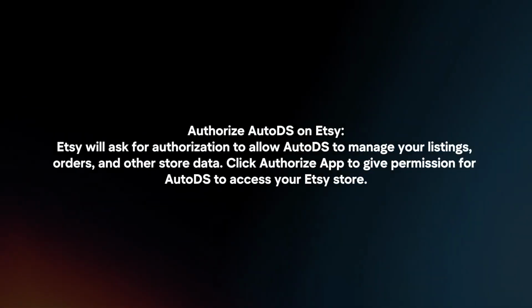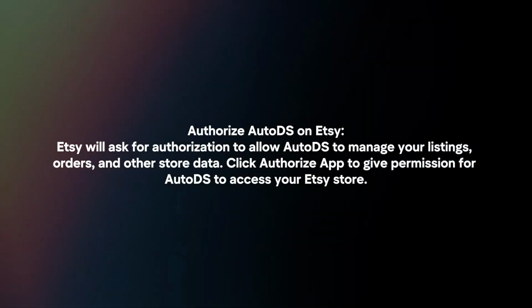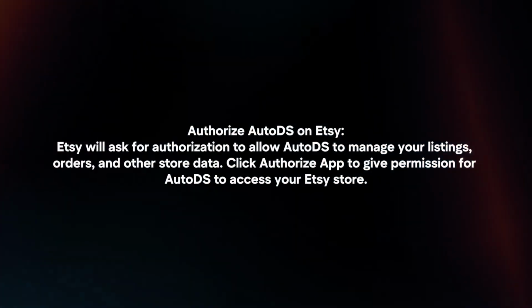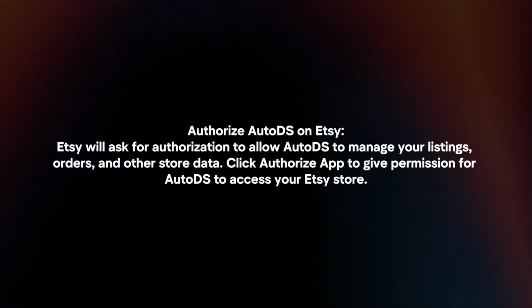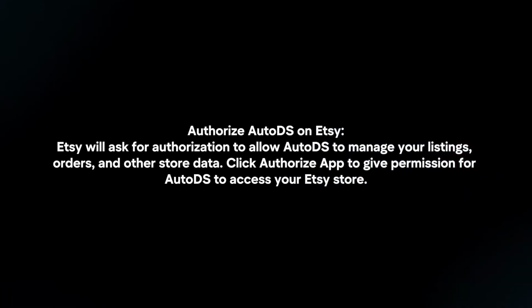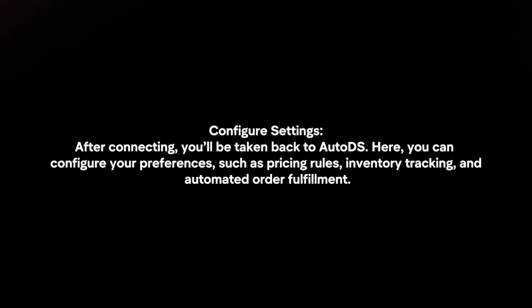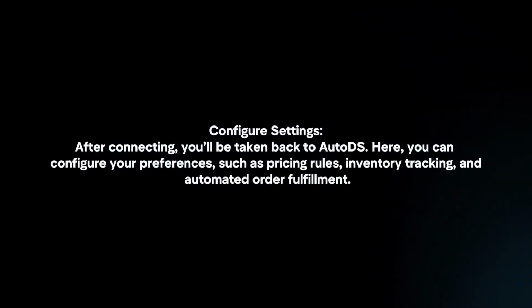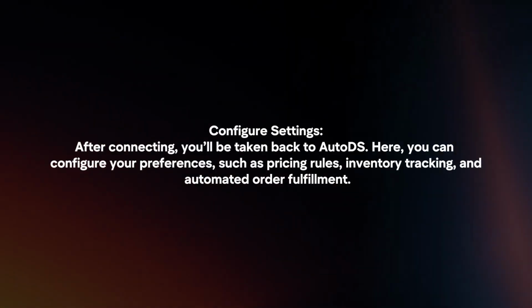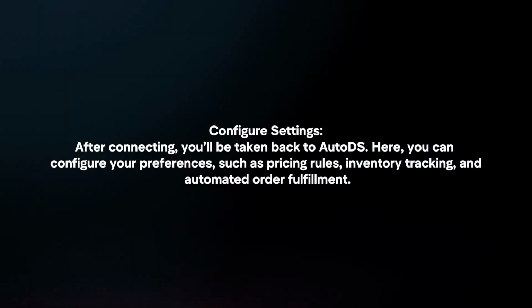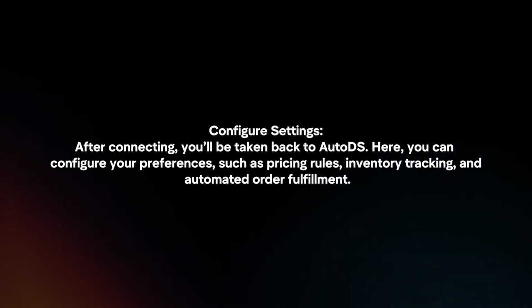Authorize AutoDS on Etsy. Etsy will ask for authorization to allow AutoDS to manage your listings, orders, and other store data. Click Authorize App to give permission for AutoDS to access your Etsy store. Configure settings. After connecting, you'll be taken back to AutoDS. Here, you can configure your preferences, such as pricing rules, inventory tracking, and automated order fulfillment.